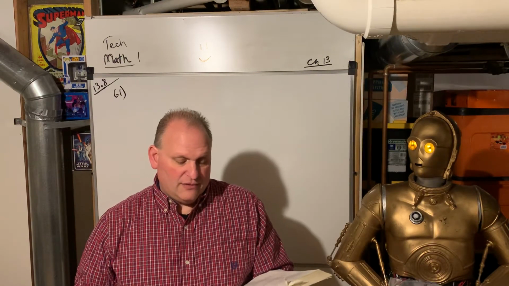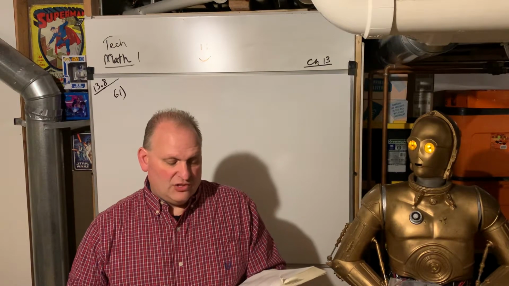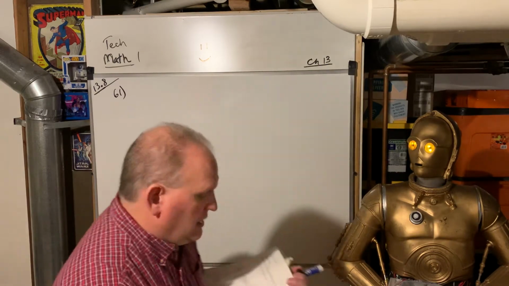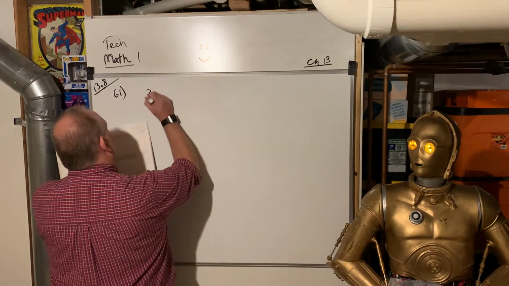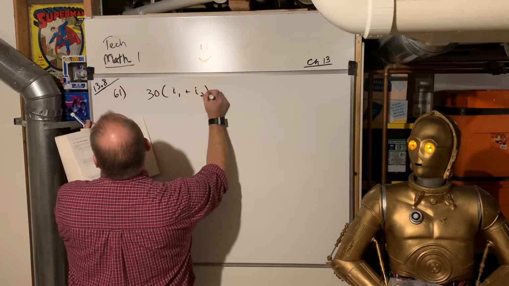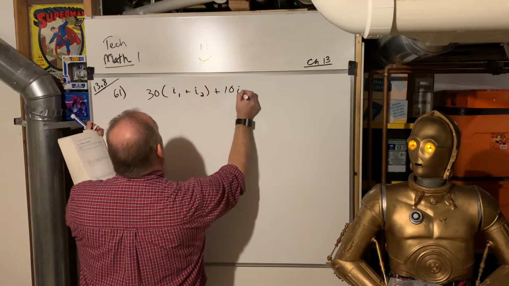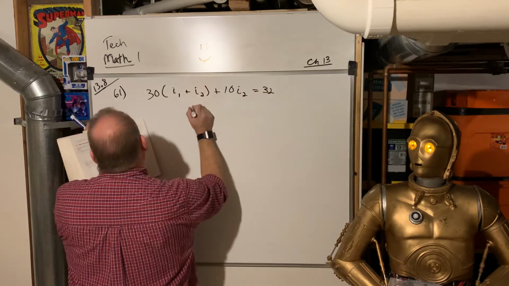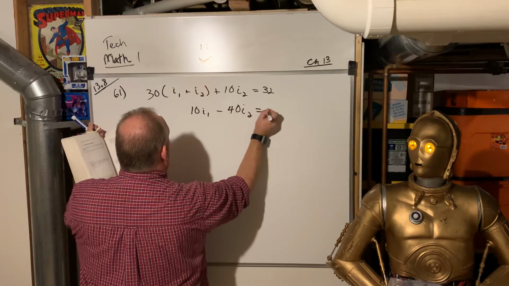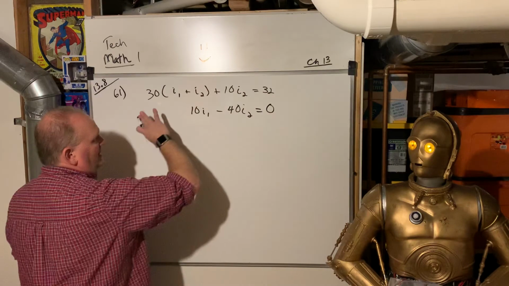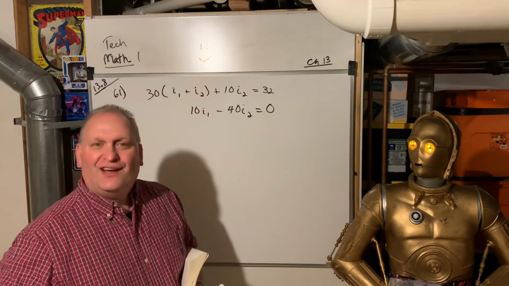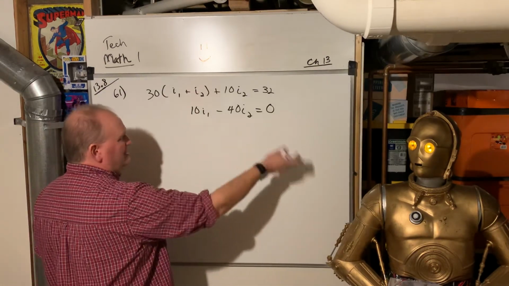We can use the basic circuit principles to solve for I sub 1 and I sub 2. So really this is just 30 I sub 1 plus I sub 2 plus 10 I sub 2 equals 32. And 10 I sub 1 minus 40 I sub 2 equals 0. So they already did all of the electrician calculations for us with the setup. So we're just going to do the algebra part.